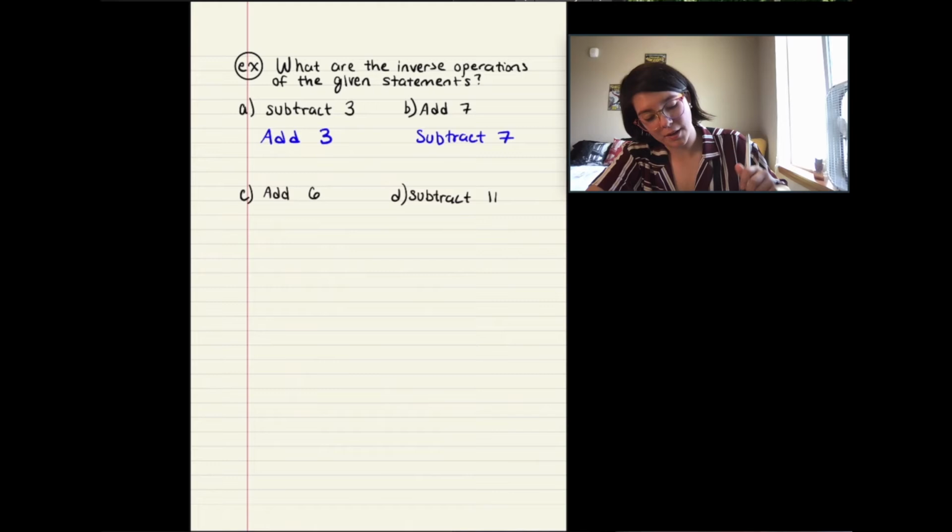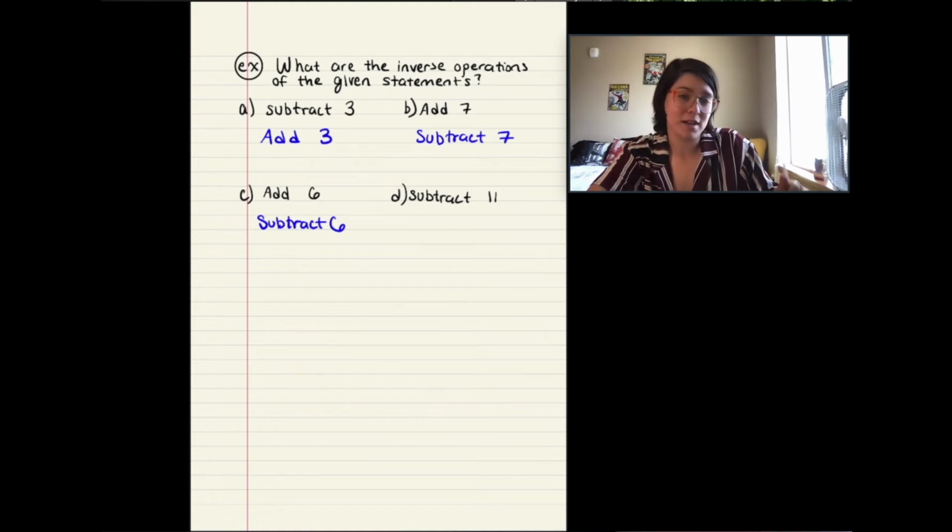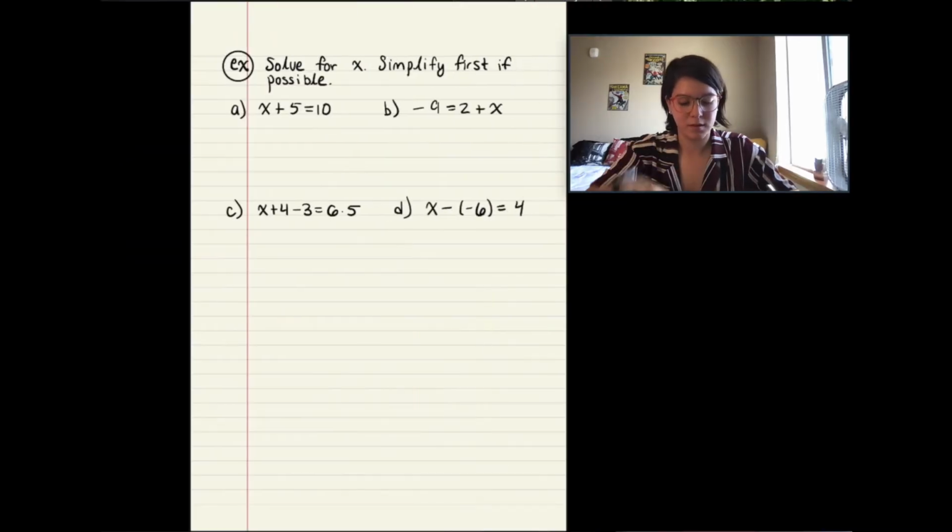Okay, well, then if we wanted to do inverse operations for add 6, we would want to subtract 6. And if we wanted the inverse operations of subtract 11, I bet you guessed it, we're going to have to add 11. Let's look at some more examples. So in these problems, we're asked to solve for x. Sometimes we'll have to simplify first.